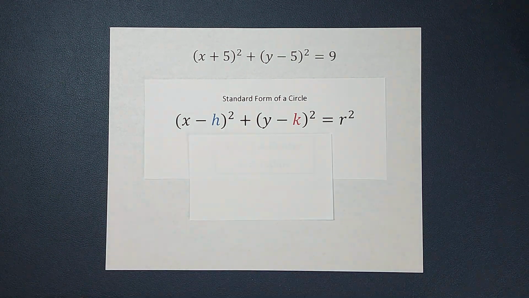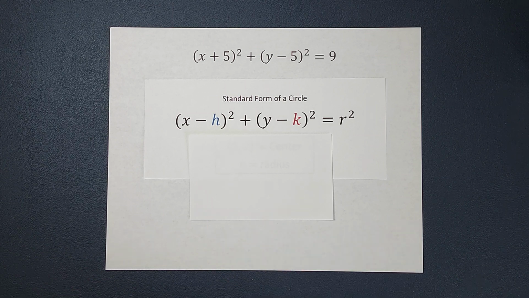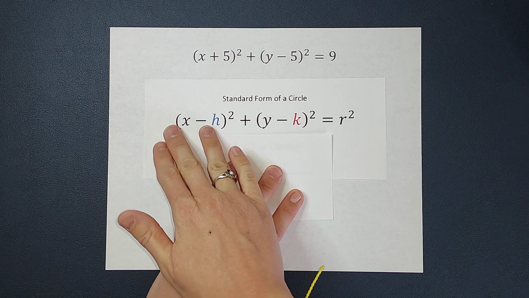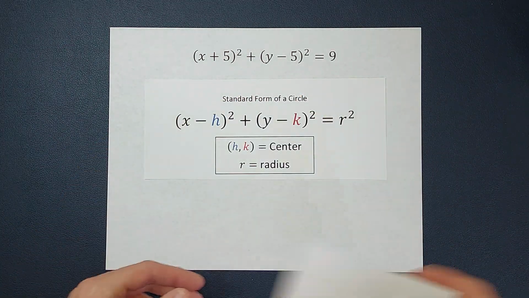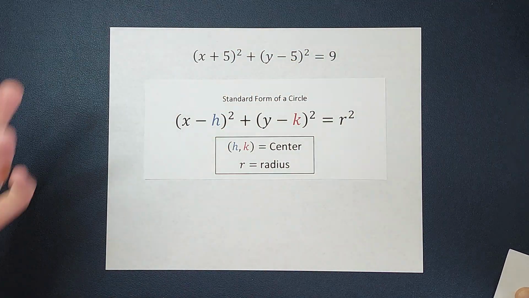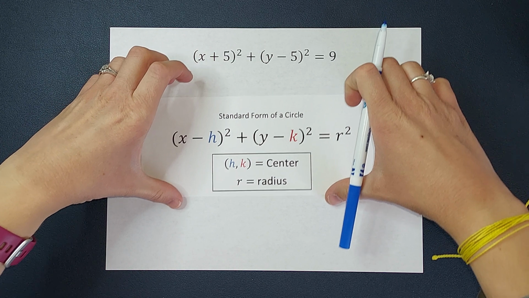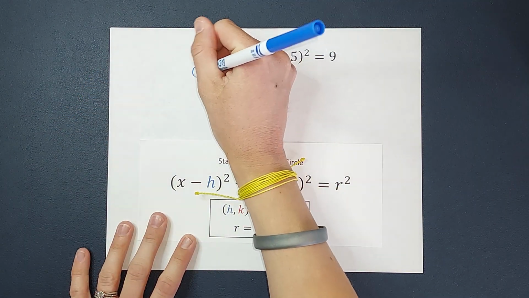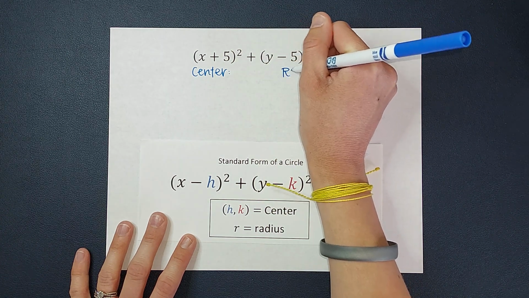Think of when you were graphing lines, slope-intercept form, y equals mx plus b. You liked to get it in that form because it was super easy to graph the line. This is the circle version of that. When our equation is in this form, the center and the radius are laid out for us right there. So to graph this, all I need to know is my center and my radius.